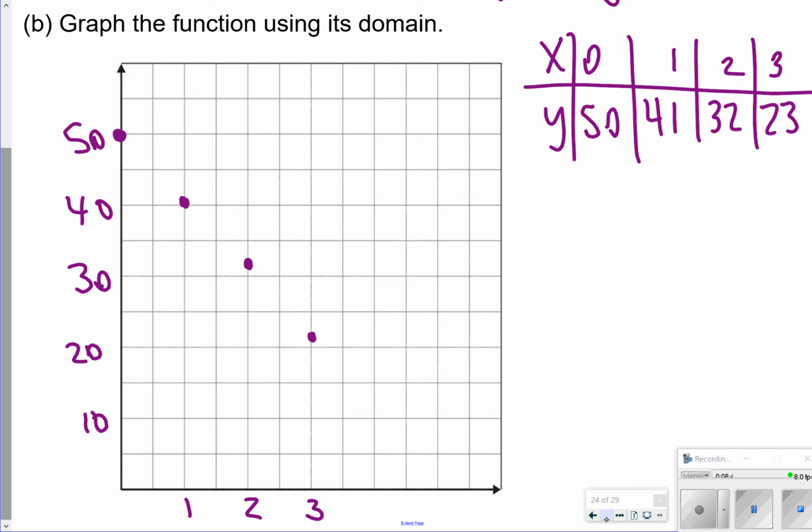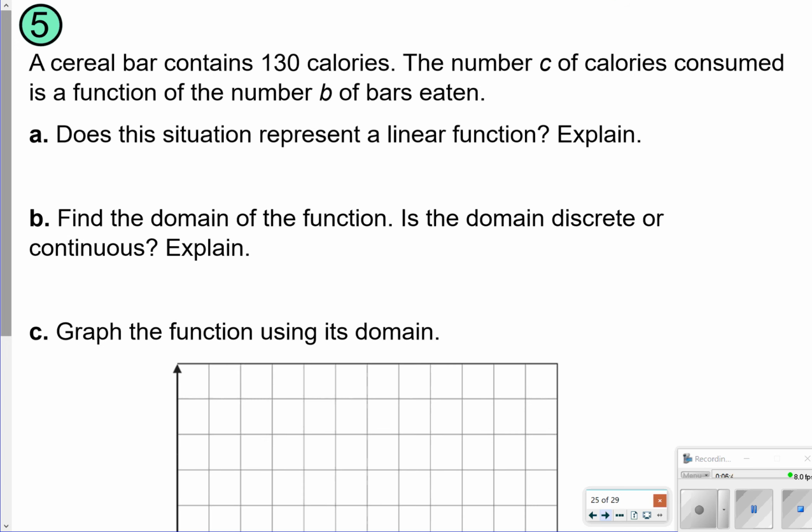Okay? Here's another one we're going to try and look at. A cereal bar contains 130 calories. The number of calories, C calories consumed, is a function of the number B bars eaten. Does the situation represent a linear function? Explain. And then B, find the domain of the function. Is the domain discrete or continuous? And then C would be graphing the function using its domain. Remember, if it is a linear function, it would have to have a constant rate of change. Okay, so think about that for letter A. Let's go ahead and pause here so you can try number 5, and once you're done, click play.